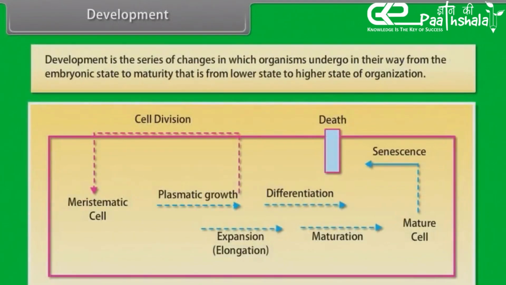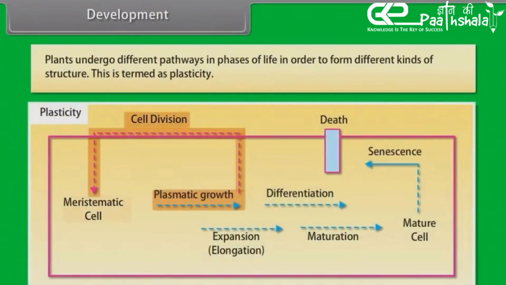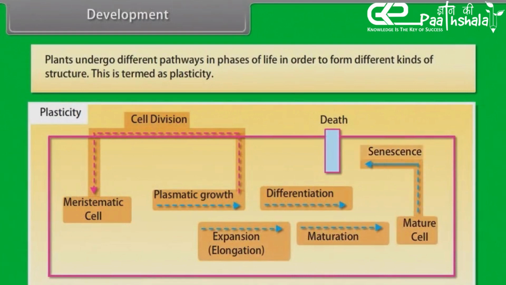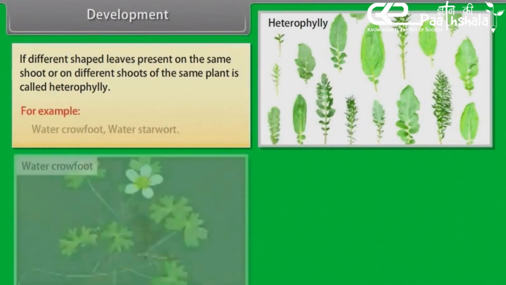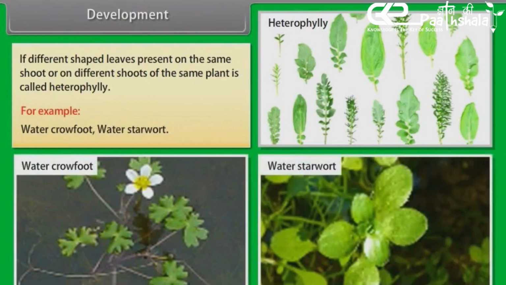Development. Development is the series of changes which organisms undergo in their way from the embryonic state to maturity, that is, from a lower state to a higher state of organization. Plants undergo different pathways in phases of life in order to form different kinds of structures. This is termed plasticity. If different shaped leaves are present on the same shoot or on different shoots of the same plant, it is called heterophylly. For example, water crowfoot, water starwort.